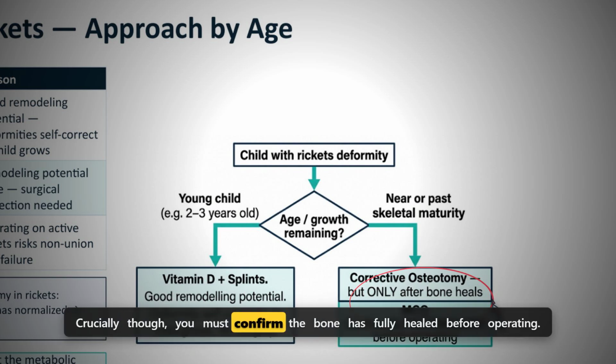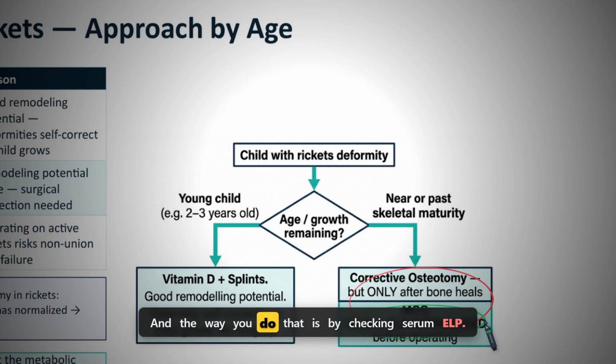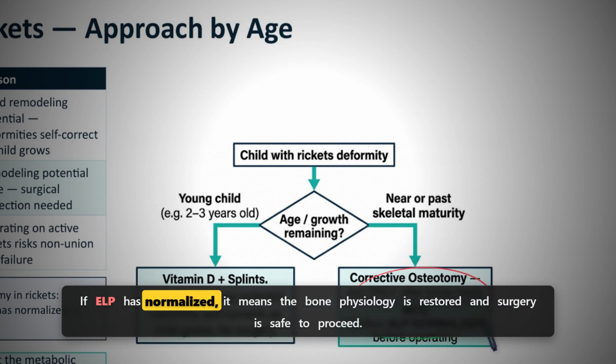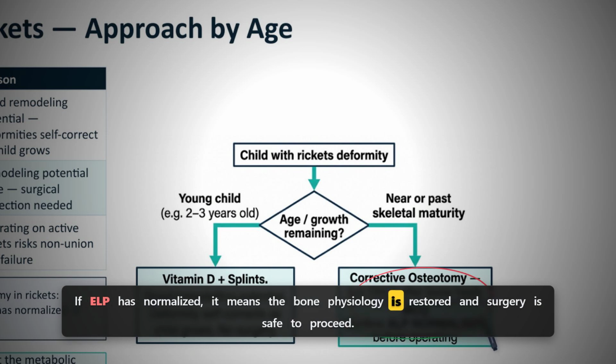Crucially, though, you must confirm the bone has fully healed before operating. And the way you do that is by checking serum ALP. If ALP has normalized, it means the bone physiology is restored and surgery is safe to proceed.